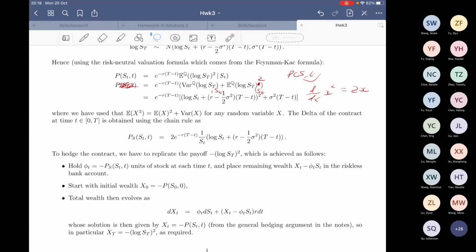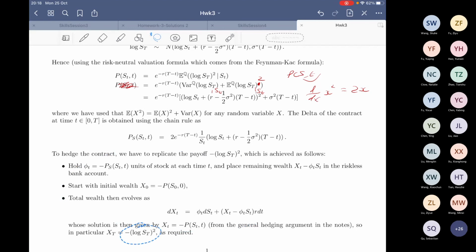And then the solution, from the general argument in the notes, is not obvious just from here, but it comes out from the general proof in the notes that the solution to this self-financing SDE, if you like, is given by this, simply because, again, we have the minus here. It's minus the option price that we're considering. So in particular, X_T is minus S_T squared. So this whole strategy gives rise to a payoff of minus log of S_T squared.